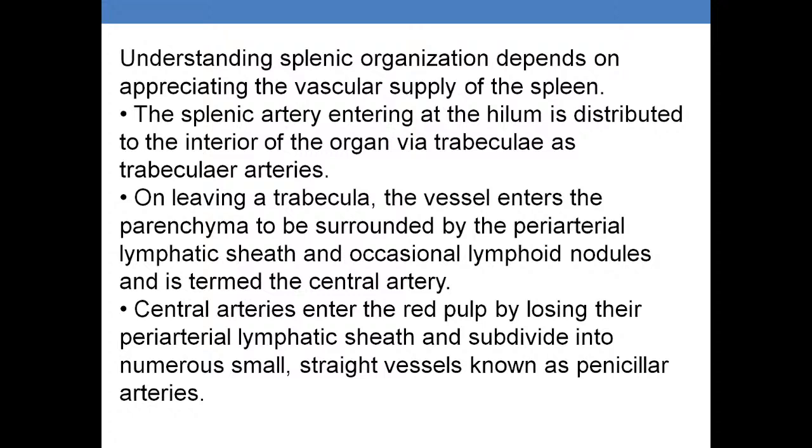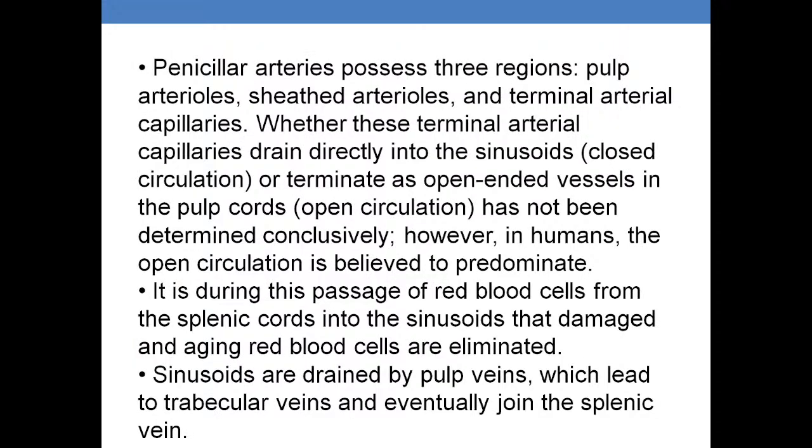Central arteries enter the red pulp by losing their periarterial lymphatic sheath and subdivide into numerous small straight vessels known as penicillar arteries. Penicillar arteries possess three regions: pulp arteries, sheath arterioles, and terminal arterial capillaries, where these terminal arterial capillaries drain directly into the sinusoids, closed circulation, or terminate as open-ended vessels in the pulp cords.